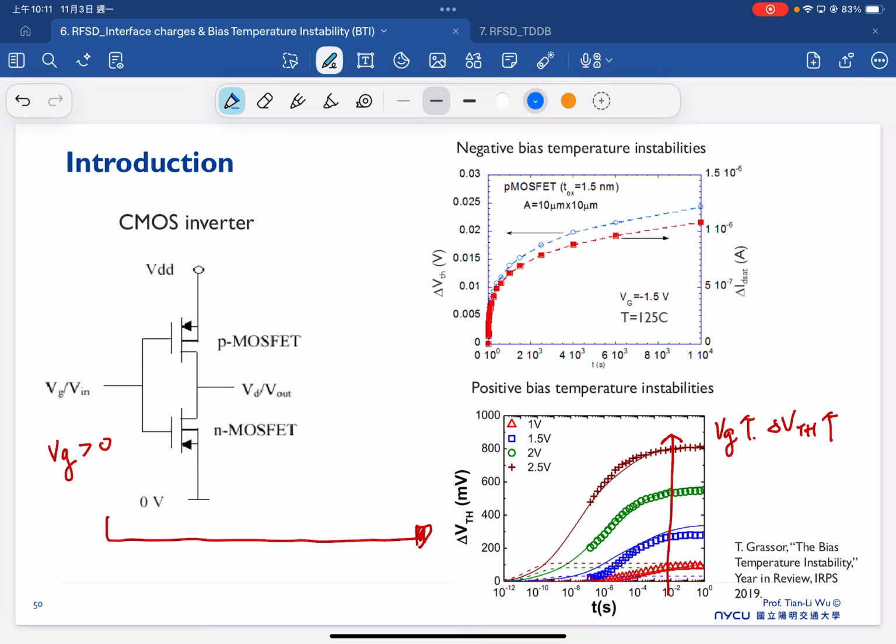And this delta VTH is generally related to our bias and our temperature. So that's why we call it bias temperature instability. And in this case, this is under a positive bias, so that's why we call this PBTI.